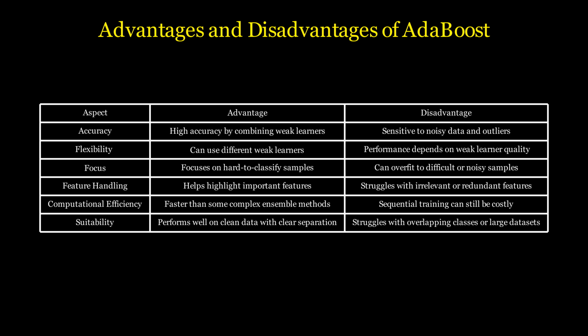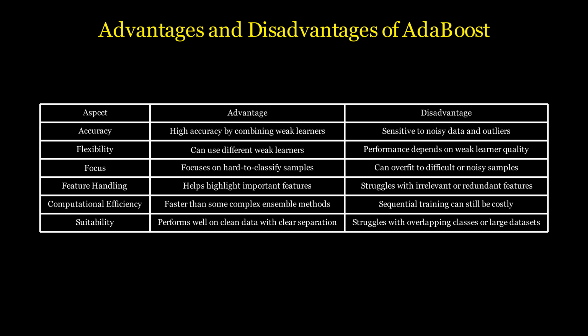AdaBoost is flexible and can work with different types of weak learners, such as decision stumps or shallow trees. However, its performance depends heavily on the quality and effectiveness of these weak learners. A key strength of AdaBoost is that it focuses on hard-to-classify samples, making the model adaptive. But this focus can also backfire, causing overfitting when the dataset contains noisy or ambiguous samples.